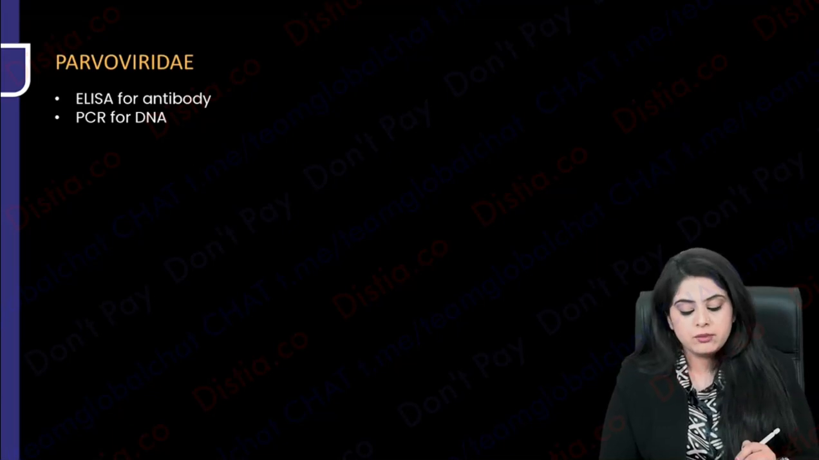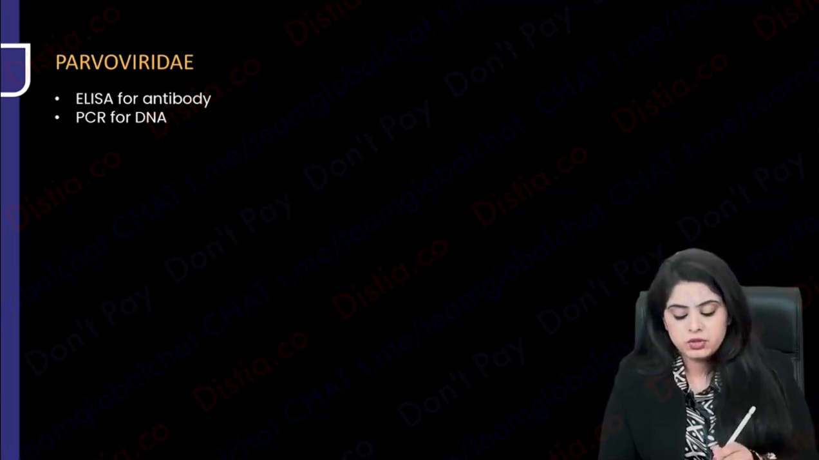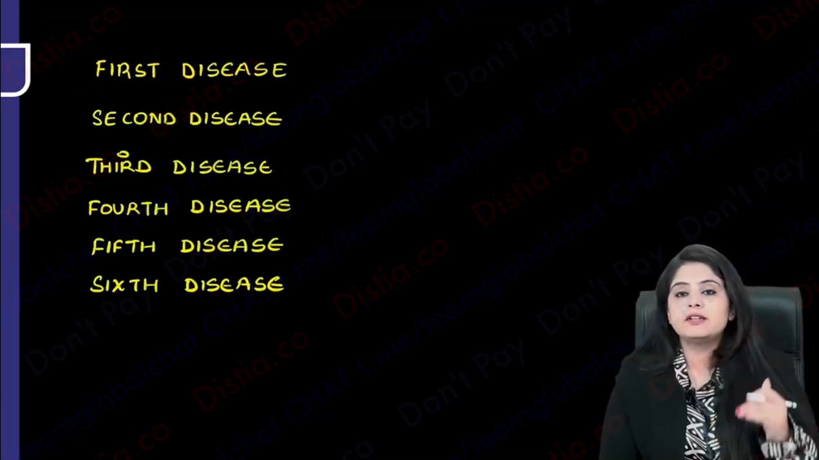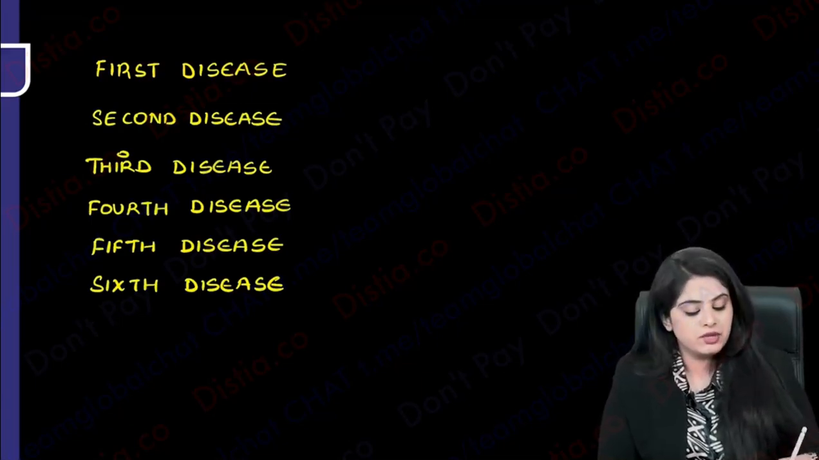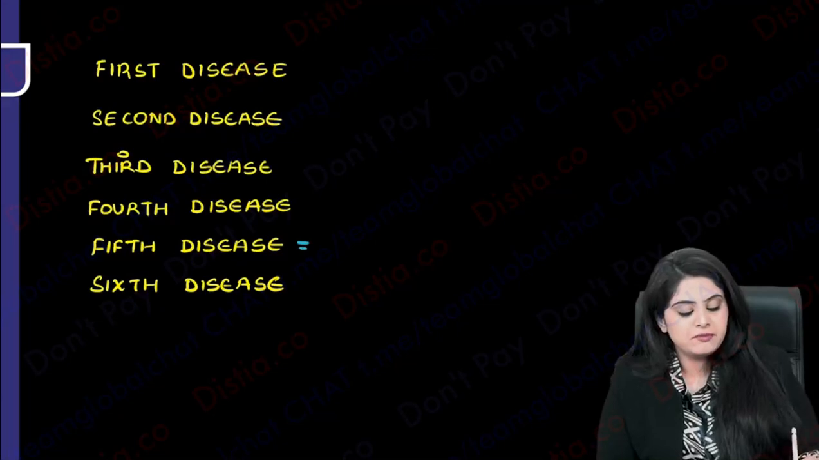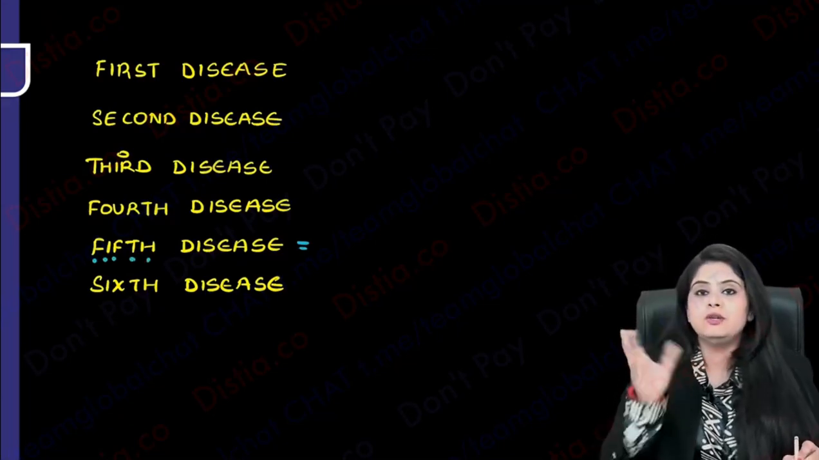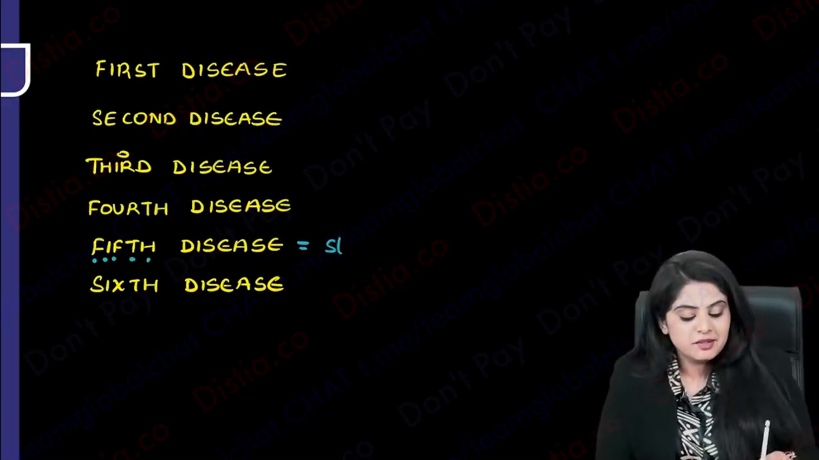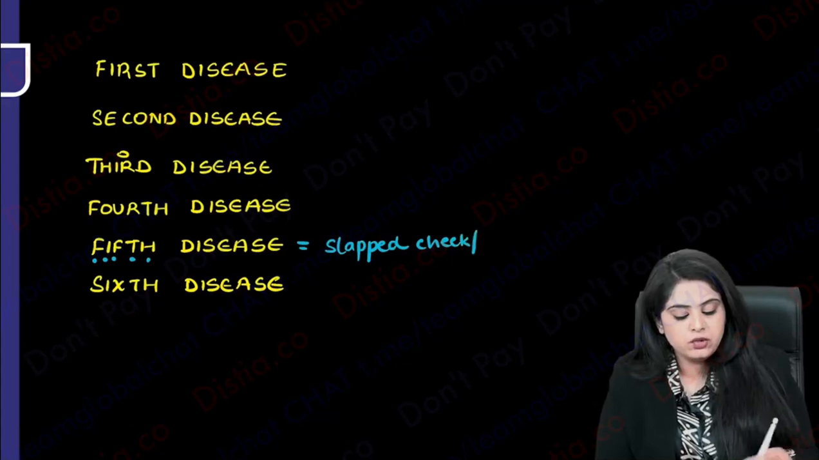So, sorted. Before I move on to the next virus, I want to do a quick recap. What are these first, second, third, fourth, fifth, sixth diseases? Right now, what did I study? Fifth disease, ma'am, five fingers is what you need to slap someone. So this is going to be the slapped cheek appearance, which you can also call erythema infectiosum.